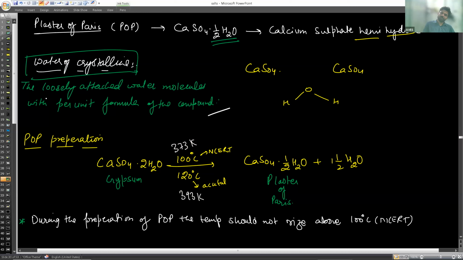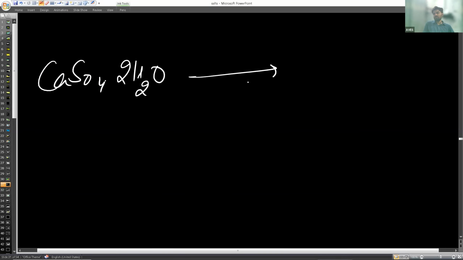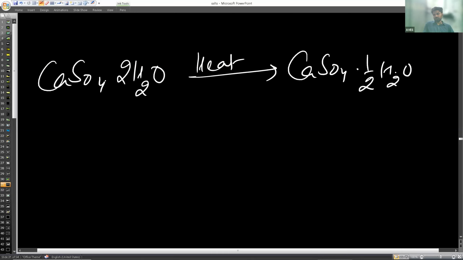Okay. Now, how can we prepare plaster of Paris? That is CaSO4 dot half H2O. Actually, we have a salt called gypsum, CaSO4 dot 2H2O. When you heat it, it will give you CaSO4 dot half H2O plus 3 by 2 means 1.5 water molecules, which will be evaporated.